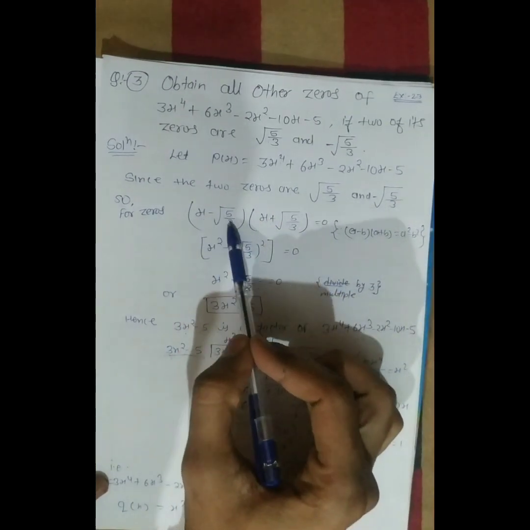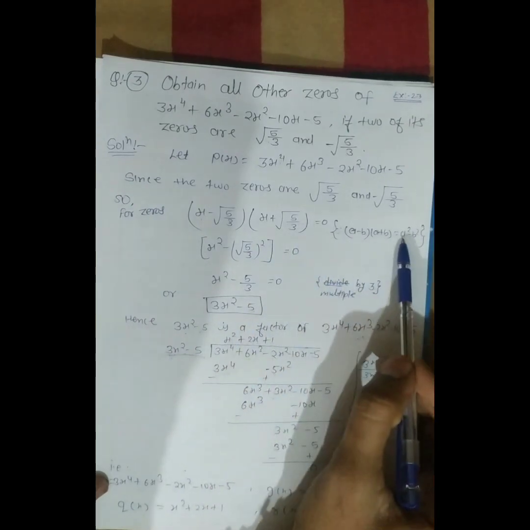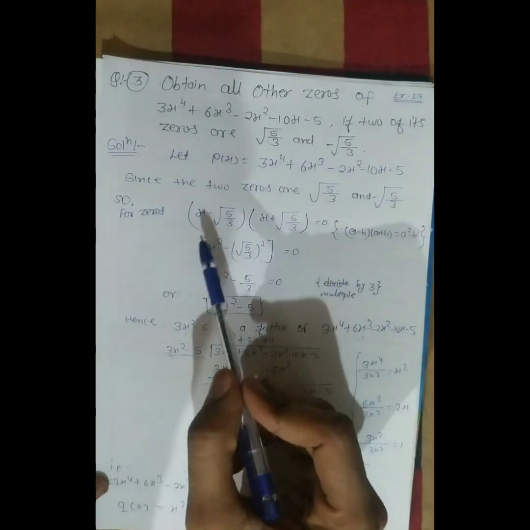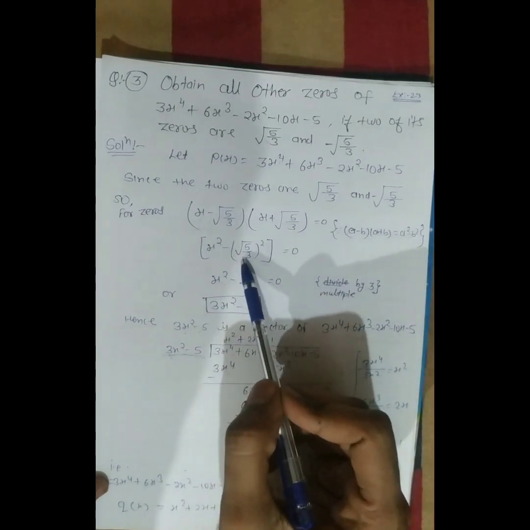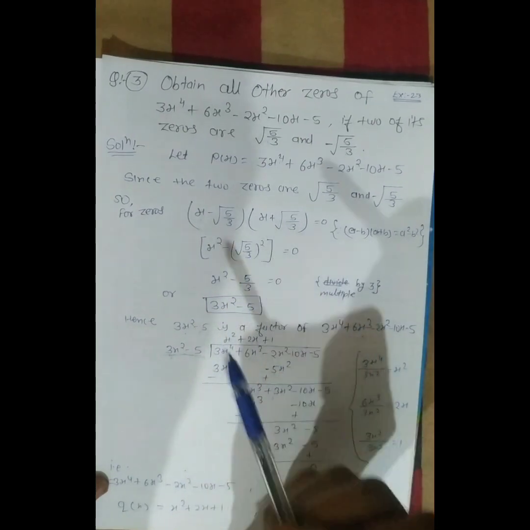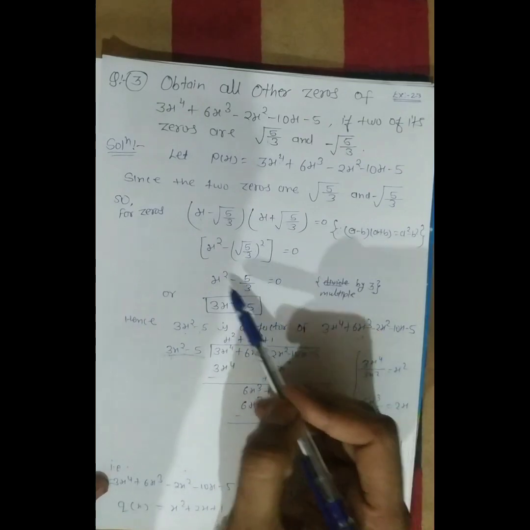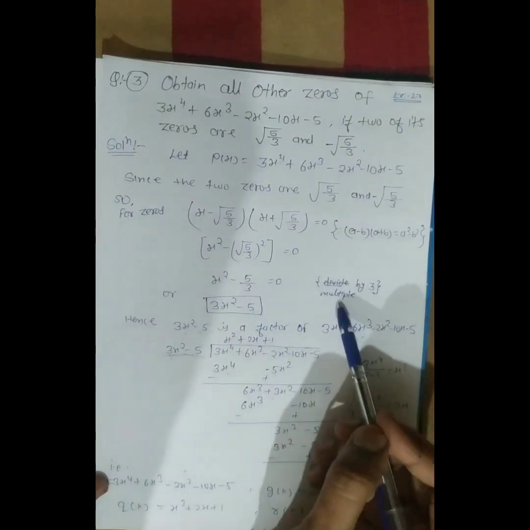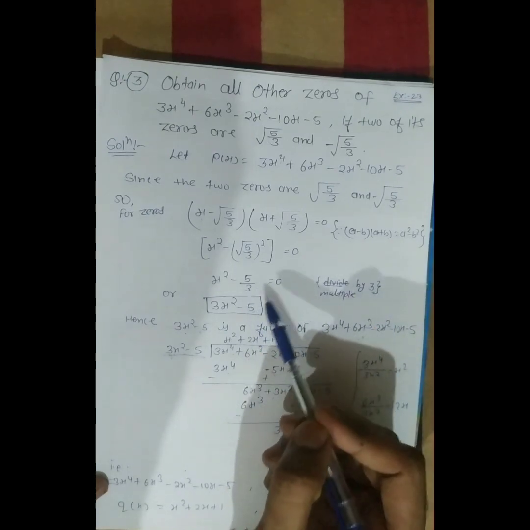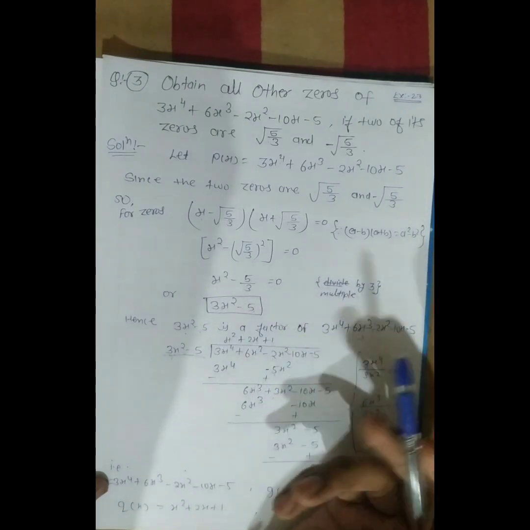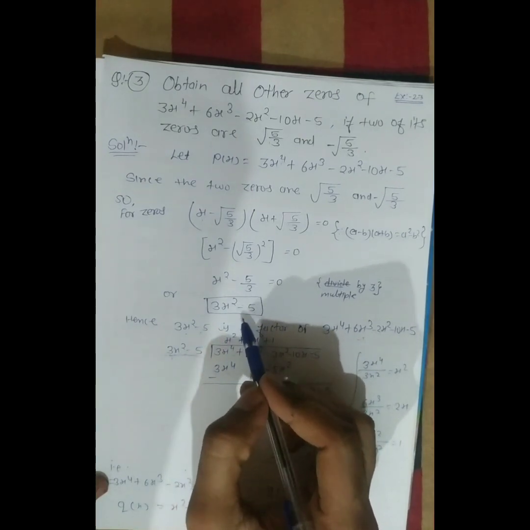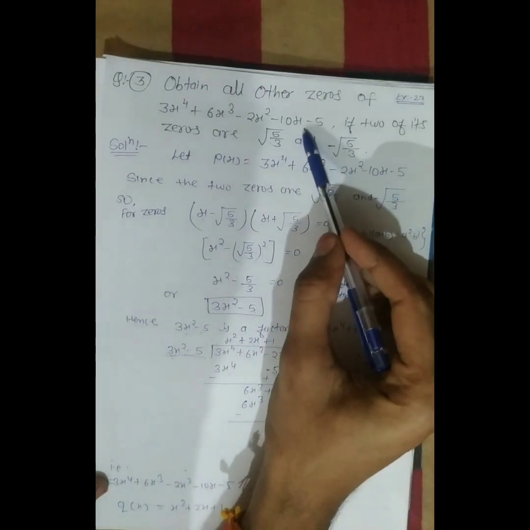So the formula for (a - b)(a + b) is a^2 - b^2. We use this identity: x^2 - (√(5/3))^2. The square and square root cancel, so x^2 - 5/3 = 0. Multiplying the whole equation by 3, we get 3x^2 - 5. So 3x^2 - 5 is a factor of this polynomial.